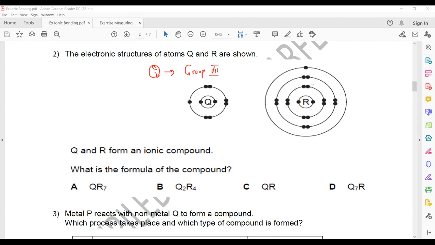And what about R? When we check the group number of R, there is only 1 electron in the last shell. So R belongs to group 1. And what is the valency of group 7? As we know, the valency of group 7 is -1. And what is the valency of group 1? The valency of group 1 is +1. To write a chemical formula, we simplify the valency and then cross multiply. It is already simplified. So when we cross multiply the valency, the formula will be RQ, or we can also say QR. That's why C is the right answer for this.